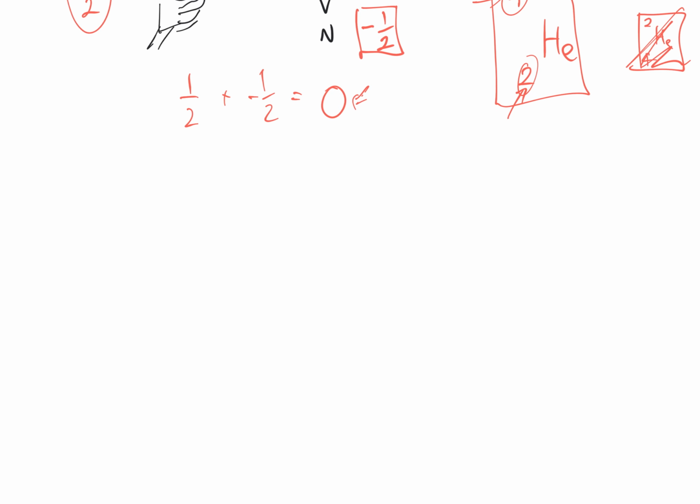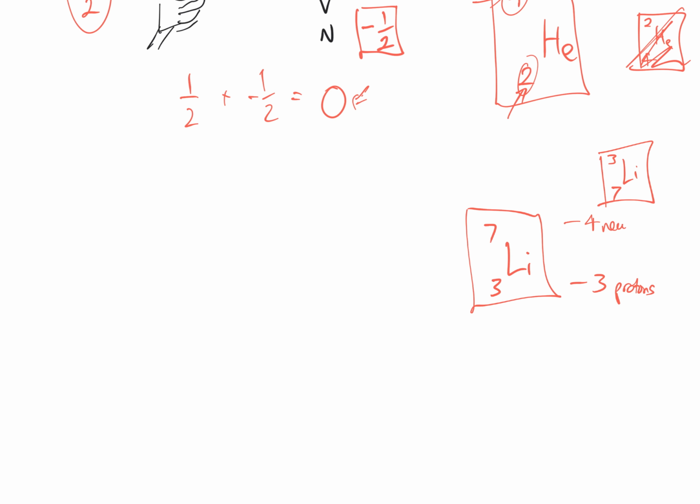If we look at another example, say lithium, 3 and 7. Remember, in the periodic table it's 3 Li 7 at the bottom, or 6.9. This means it has 3 protons and 4 neutrons, giving us a total of 7 nuclear particles.